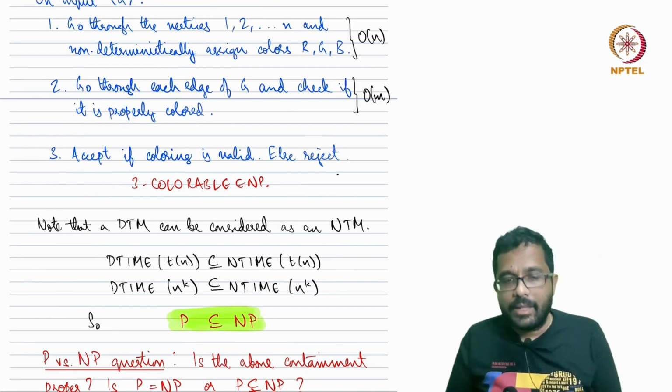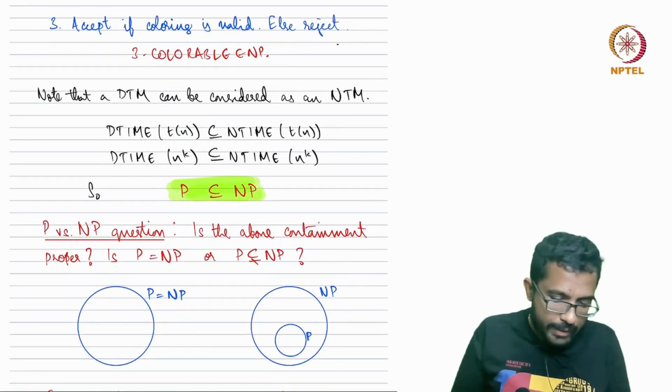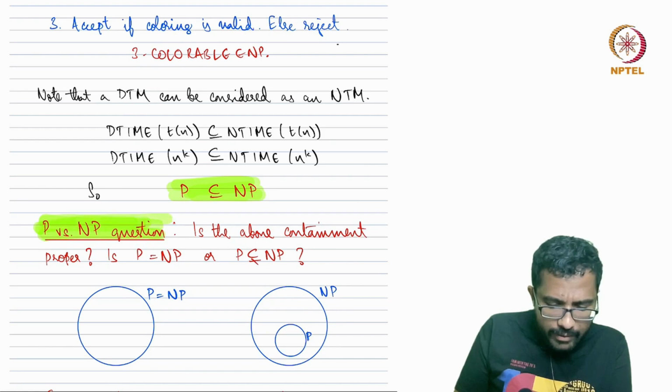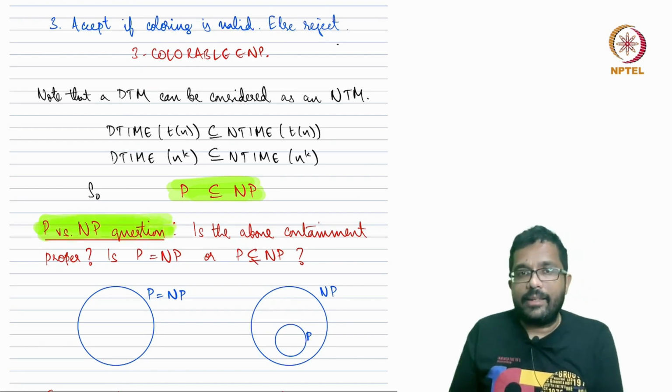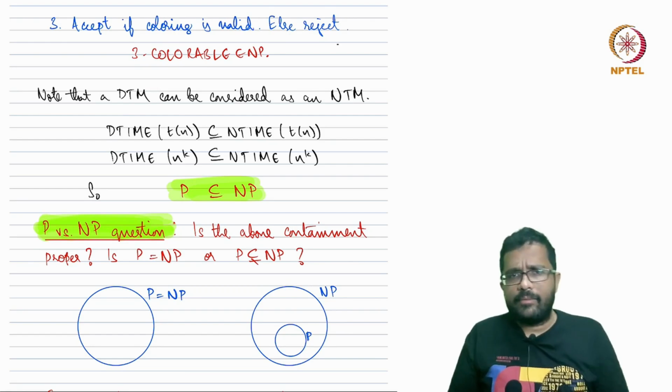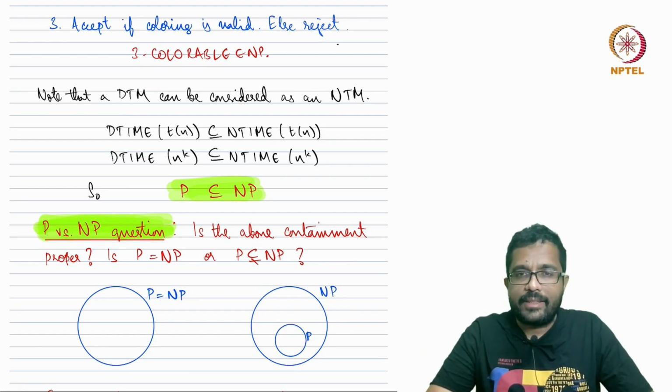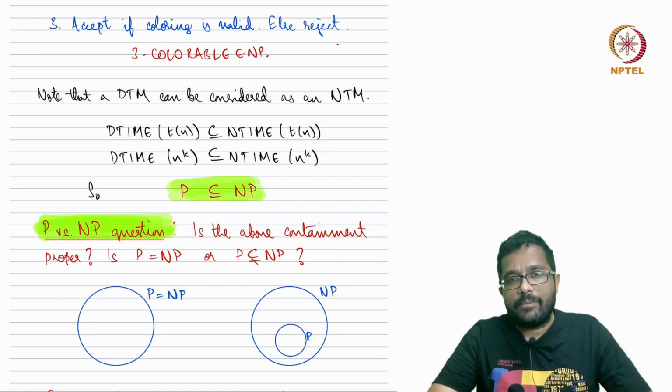Now let me come to the question which is very, very famous, called the P versus NP question. It's one of the most famous questions in computer science, certainly in theoretical computer science. And if you have at least heard about computer science in popular science or literature, you might have come across this question, P versus NP, right?